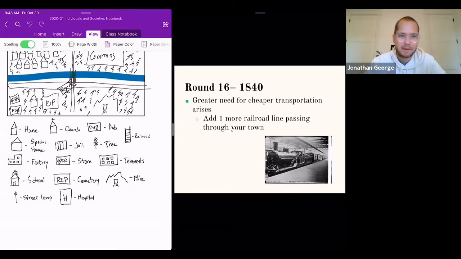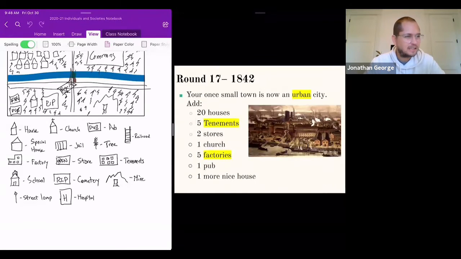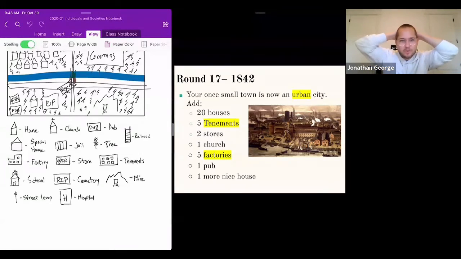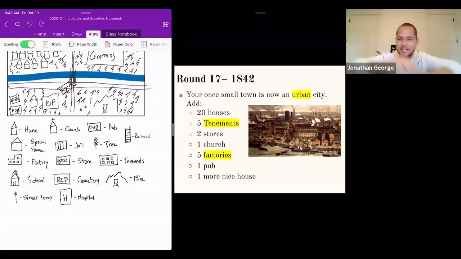Add another railroad line passing through town. 1842. This is now an urban city. It transitioned from a village, a small community, to a town. Now you're a city. Add 20 more houses, 5 more tenements, 2 stores, a church, 5 factories, a pub, 1 more nice house.